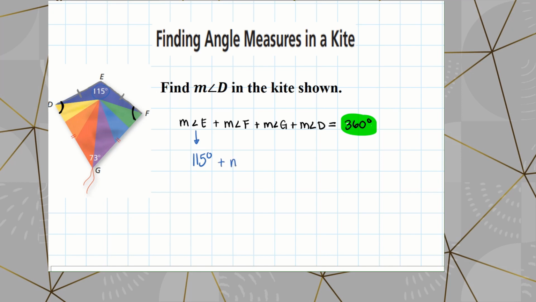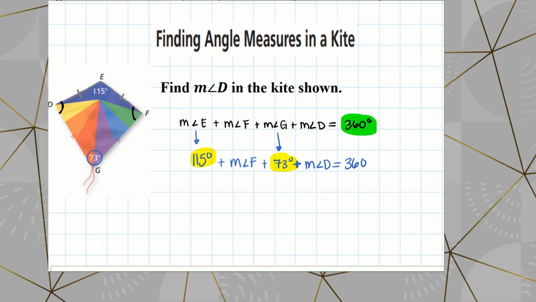I'm going to go ahead and replace the angles that I know the measurement of. We know angle E is 115, so that's going to get substituted with 115. We don't know what angle F is, so I'm just going to leave it as the measurement of angle F. Actually, we do know the measurement of angle G, 73, but we don't know the measurement of angle D, so we're just going to leave it as the measurement of angle D. And all that sums up to 360.